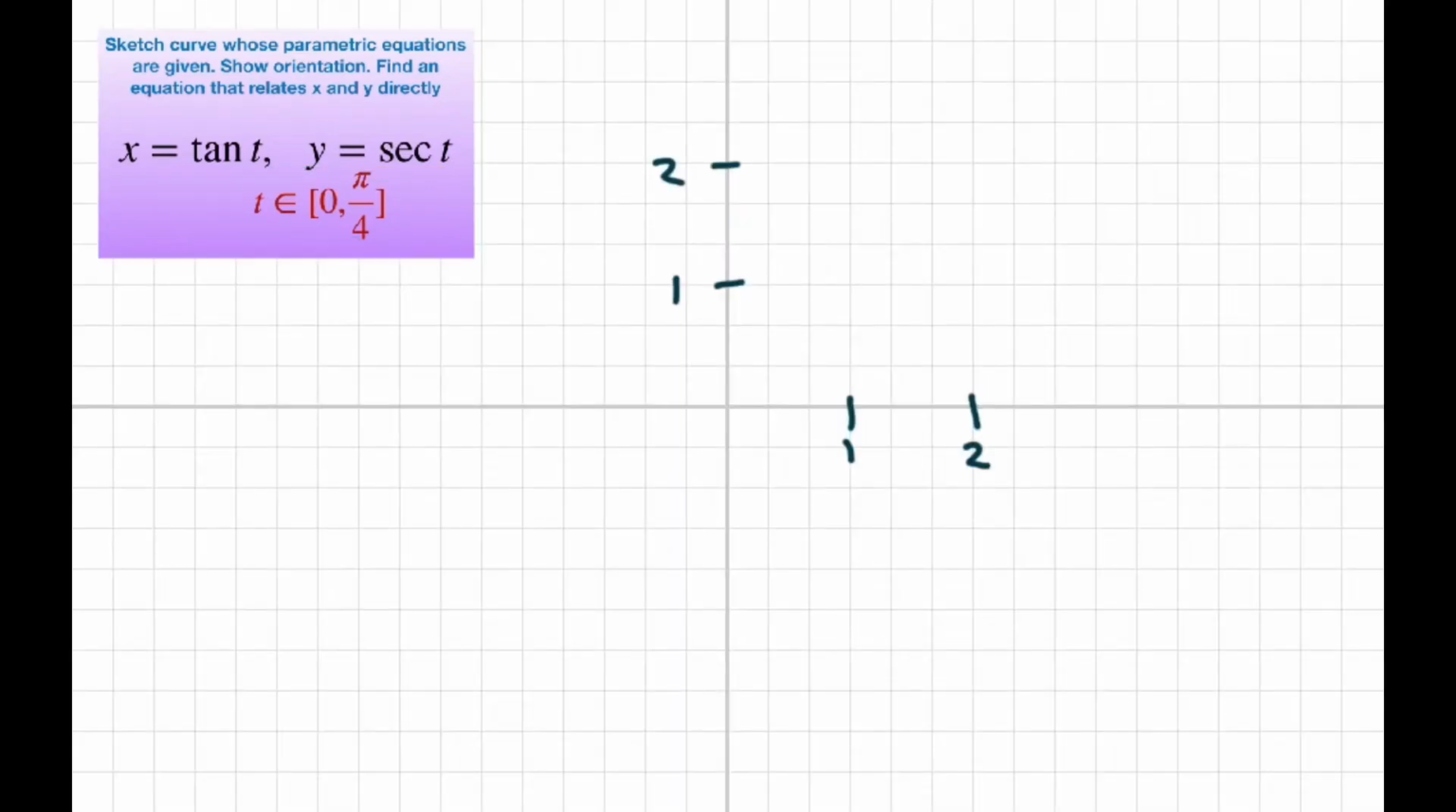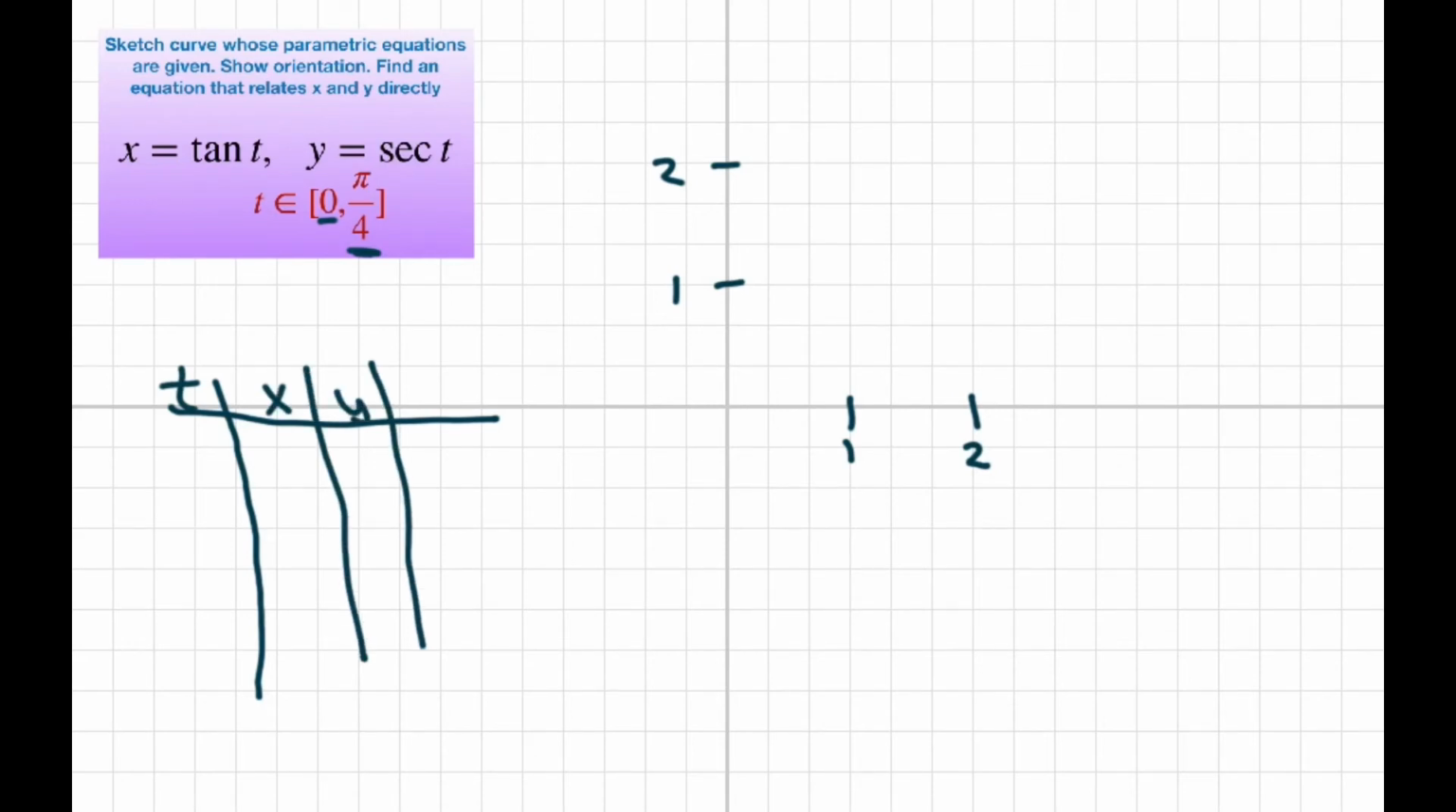Now let's go ahead and graph this, and we're just going to use the endpoints, especially given that we know it's already a curve. So we have t, x, and y. So let's see what happens. We have 0 and pi divided by 4. For x, tan of 0 is 0, and tan of pi divided by 4 is 1. Secant of 0, just like cosine of 0, is 1. And secant of pi divided by 4 is square root of 2.